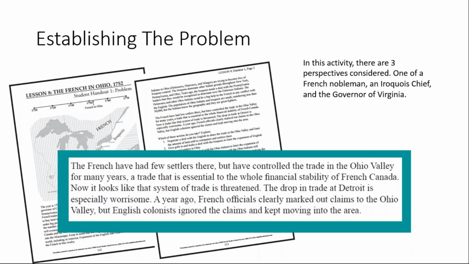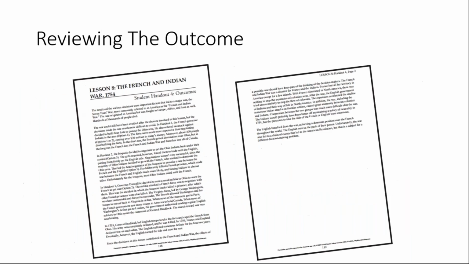A year ago, French officials clearly marked out claims to the Ohio Valley, but the English colonists ignored the claims and kept moving into the area. So what I would do is have the class divided into three groups and let them take on these different roles and grapple with what decision each of these major players made. I can tell you this looks very appealing to me for my session on the French and Indian War. Let's see what comes next.